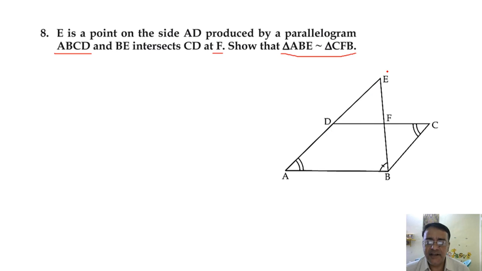AD को extend किए point E तक, then join BE which intersects CD at point F. Now what we have to show is that this triangle ABE is similar to this triangle. So let us start with angle A is equal to angle C. Why? Why are these two angles equal? Opposite angles of a parallelogram. Very good. Now this angle is equal to this angle. Why? Alternate angles. Right, alternate interior angles.